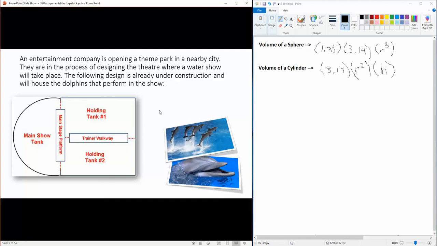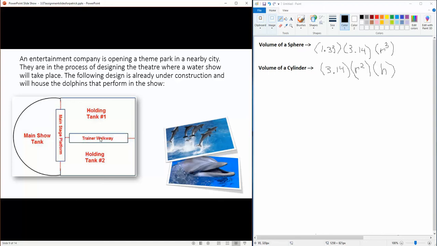In the actual problem, you notice you've got this picture here. Now what I want you to realize is this is as if you're looking at this from above, like you're looking down at this big performance area, maybe at like SeaWorld or something like that. And you've got this sphere that's a main show tank, but it's actually just a quarter. It's a quarter sphere. Okay.